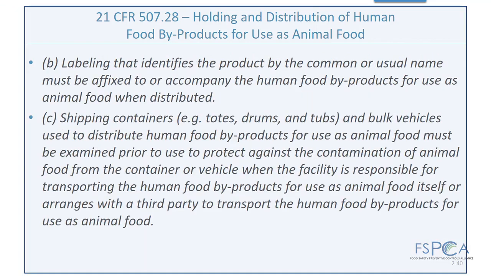Labeling that identifies the product by common or usual name must be affixed to or accompany the human food byproducts for use as animal food when distributed. Again, that can be flexible as long as it's associated with it in some manner, but it does have to be there. Shipping containers and bulk vehicles used to distribute human food byproducts for use as animal food must be examined prior to use to protect against the contamination of animal food from the container or vehicle when the facility is responsible for transporting the human food byproducts for use as animal food itself, or when it arranges with a third party to do the transportation. Again, that sounds a lot like our regular animal food distribution and holding regulation.